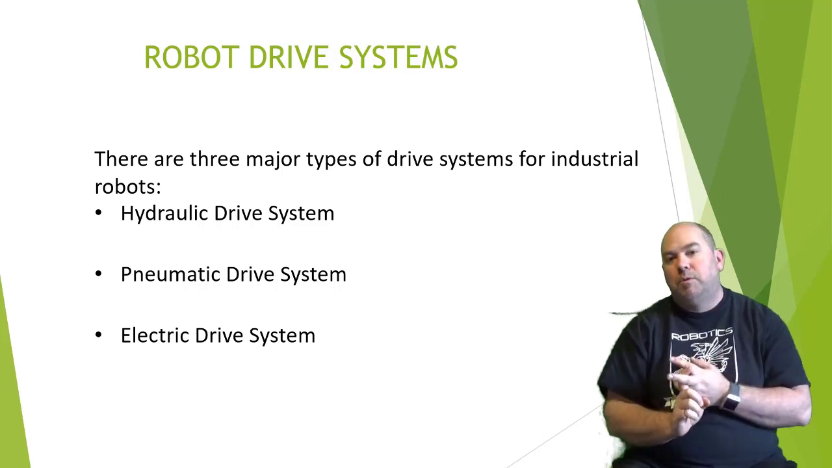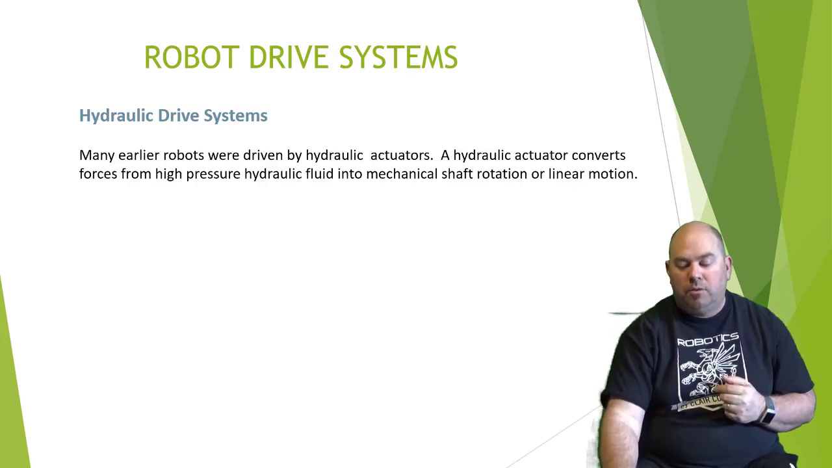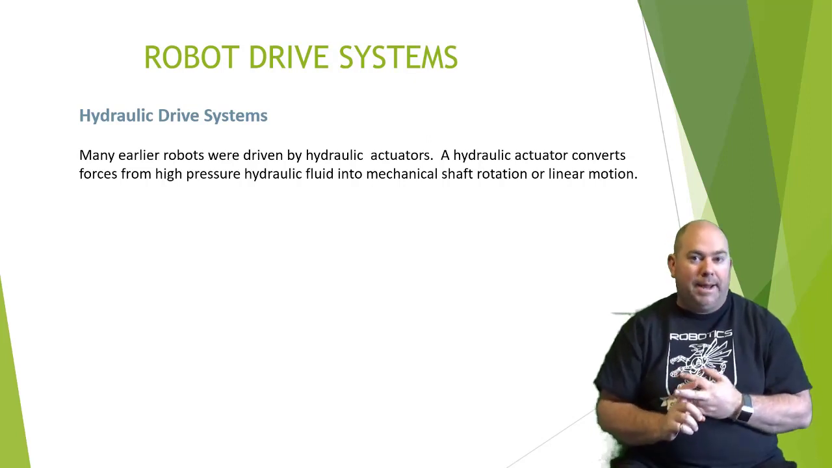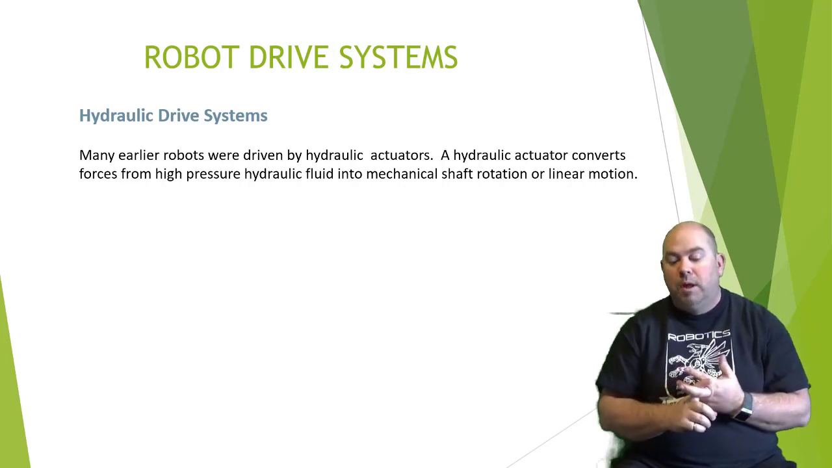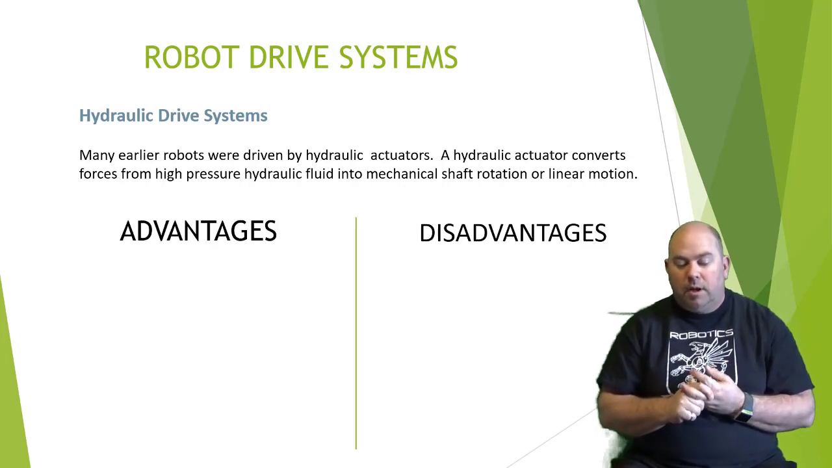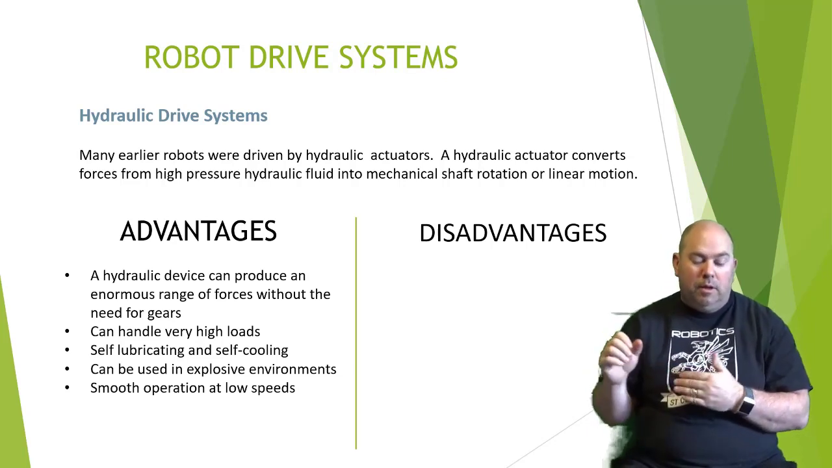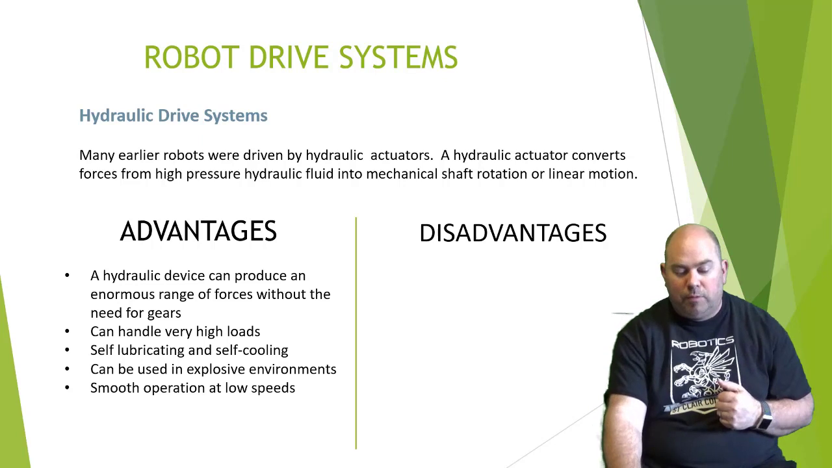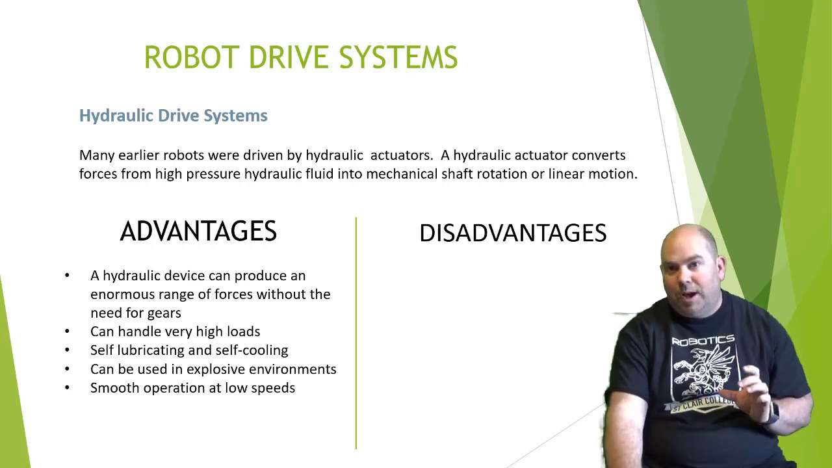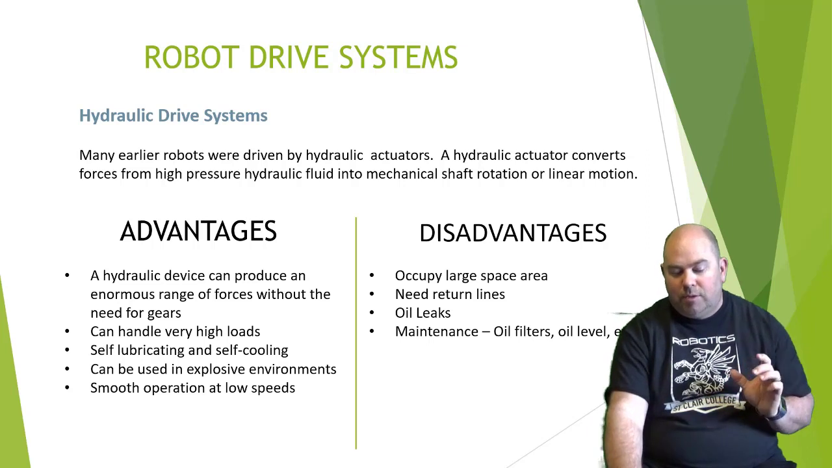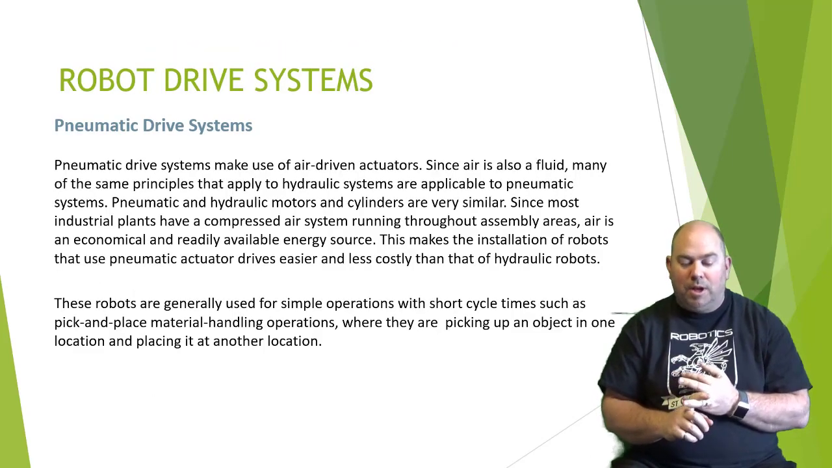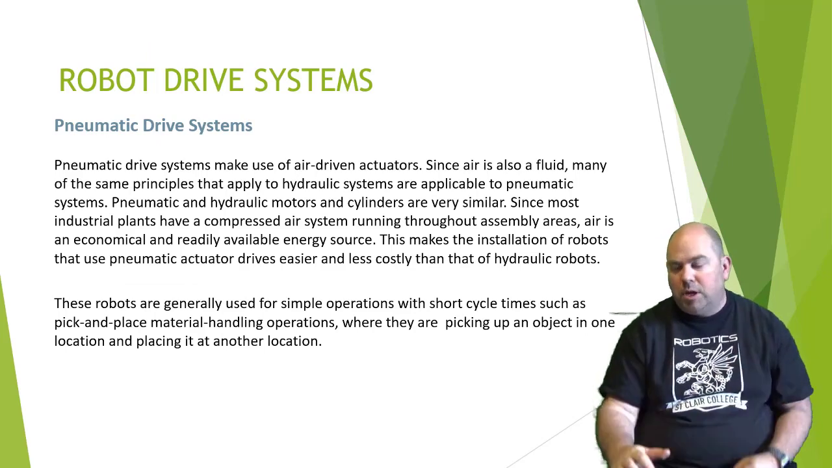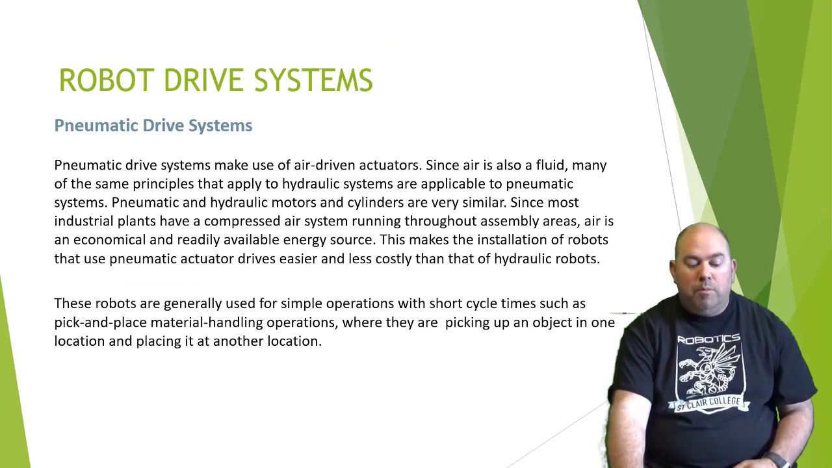Now there's three major types of drive systems you're going to see in industrial robots. This is going to be hydraulic, pneumatic, and electric. Hydraulic, this is basically the very earliest form of robot actuation. Basically, high pressure oil is used to move things with fluid power. Can handle very high loads with hydraulics. Self-lubricating, smooth operation at low speed. Disadvantage of these things, very messy to use. You need return lines, and they take up a lot of space because you need that big hydraulic unit in order to run them.